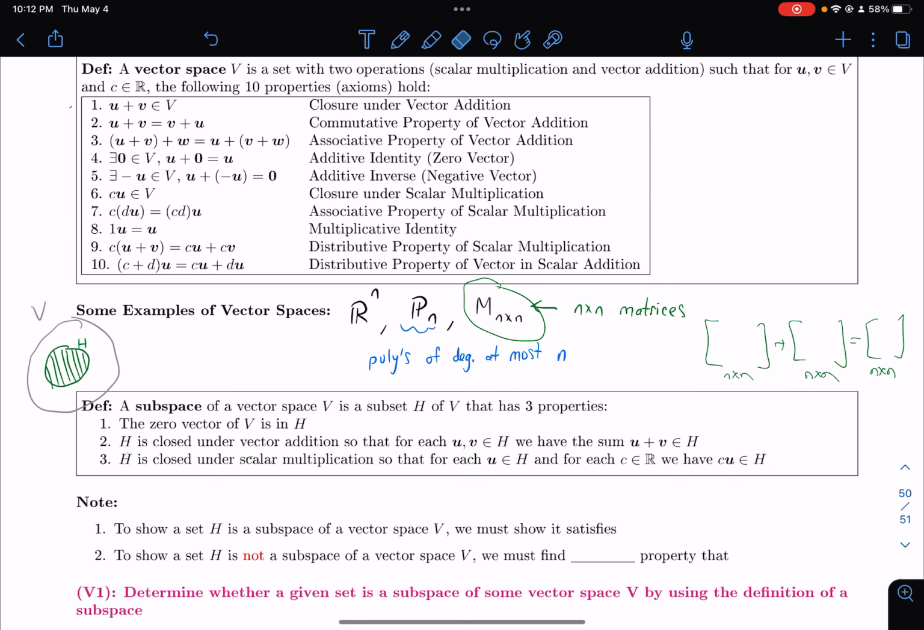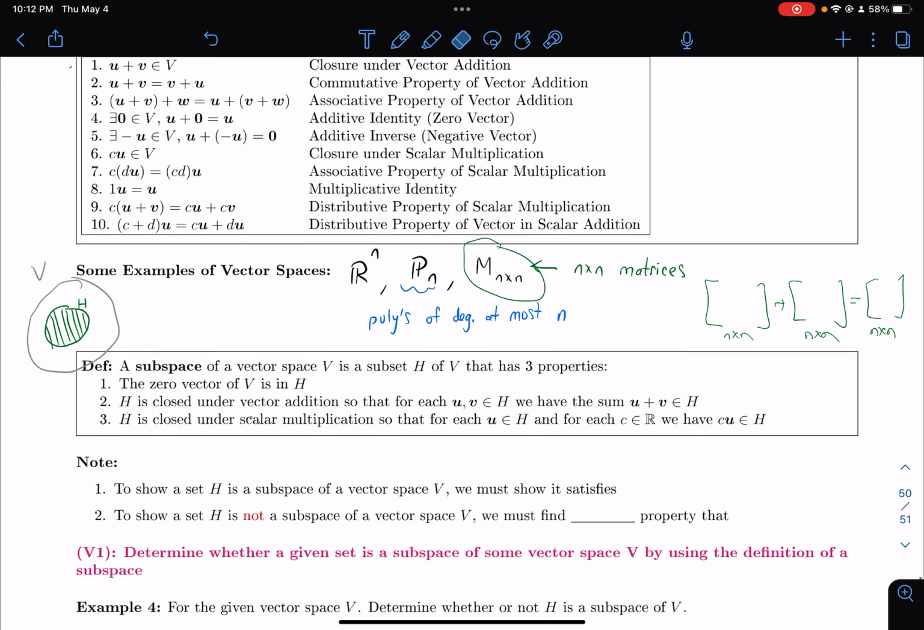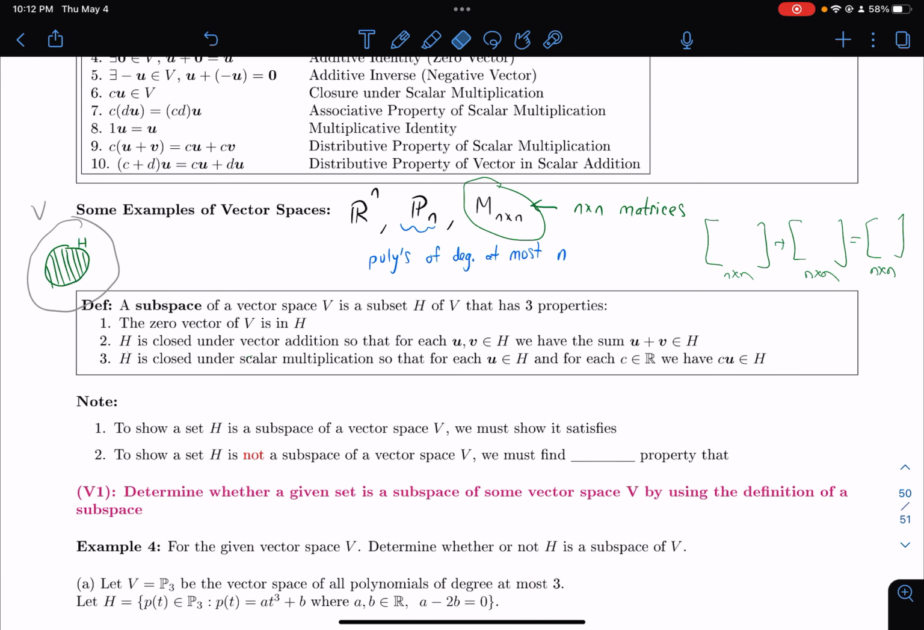So a subspace is a subset of a vector space, and it needs to satisfy these three properties. That's a much shorter list for us to check than having to check all 10 things of a vector space. So if I need to show something is a subspace, we must show that it satisfies all three of these properties.